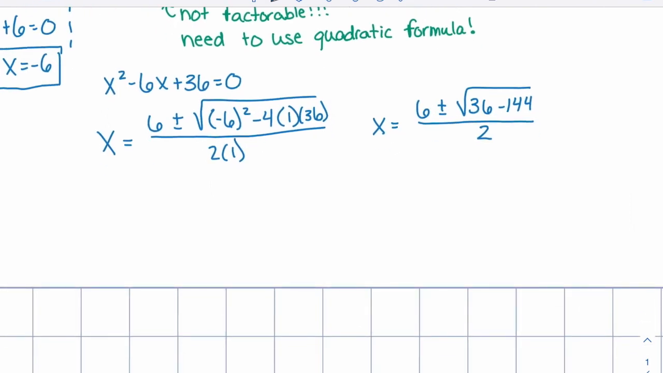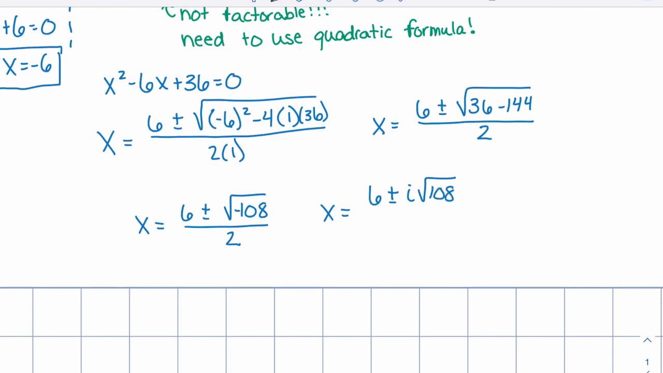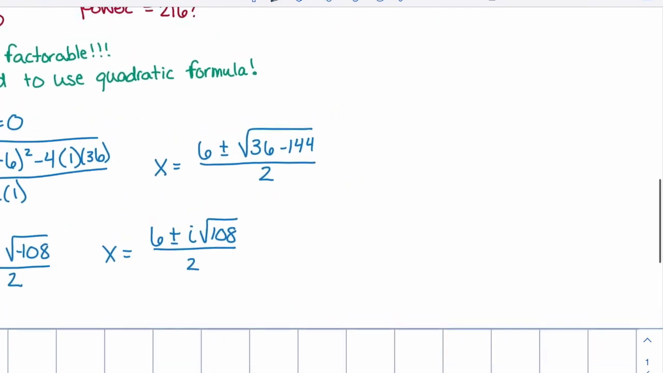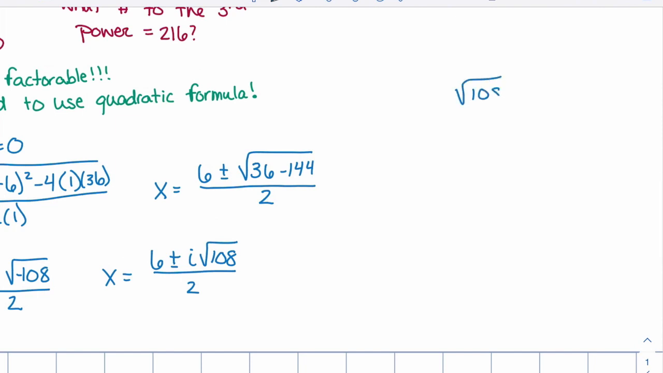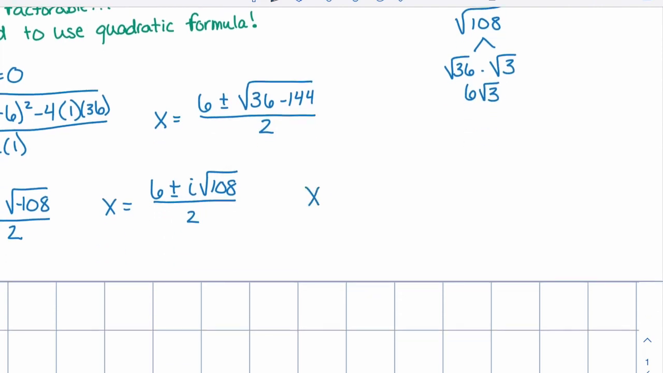36 minus 144 is negative 108. I need to simplify that square root as well as take out the i because I'm going to have an imaginary number because of the negative. So let me do the square root of 108 over here. It's going to be the square root of 36 times the square root of 3. That's 6 square root 3. So I get x equals 6 plus or minus 6i square root 3 over 2.